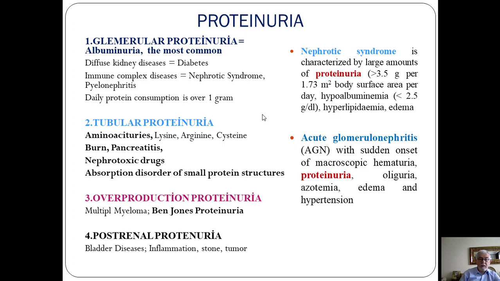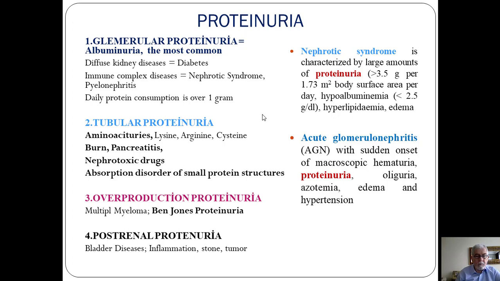For example, lysine and arginine, cysteine amino acids can be released to urine, but it's not a normal condition because the amino acids must be reabsorbed by tubules. But we can see lysine, arginine, cysteine in some problems, genetic problems related to tubular function. Another one is burns and pancreatitis. Also, nephrotic syndrome and nephrotoxic drugs can cause tubular proteinuria.